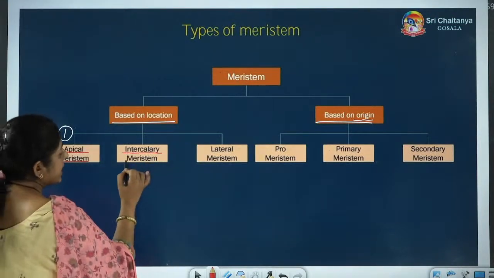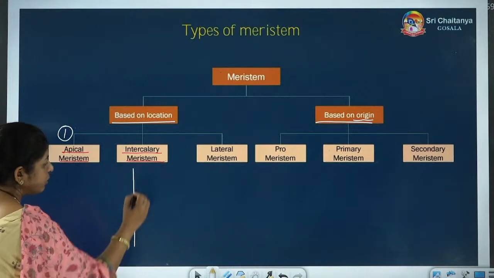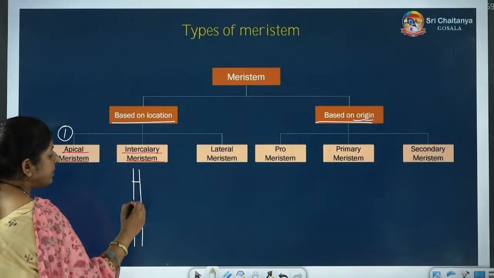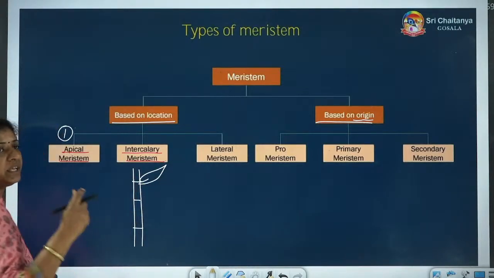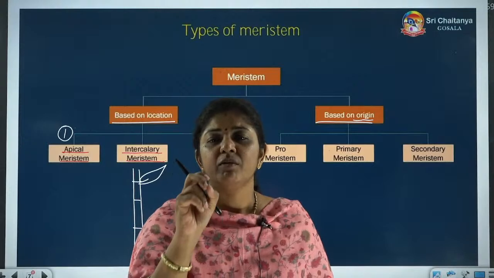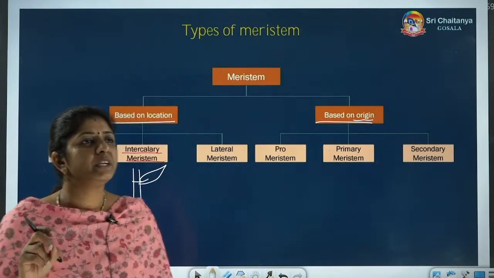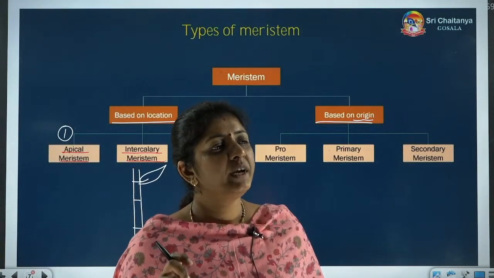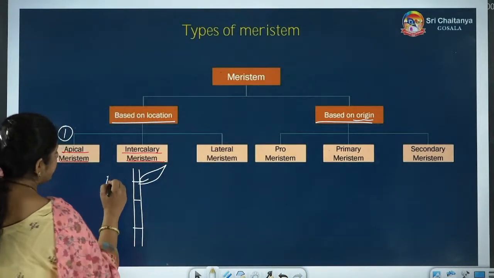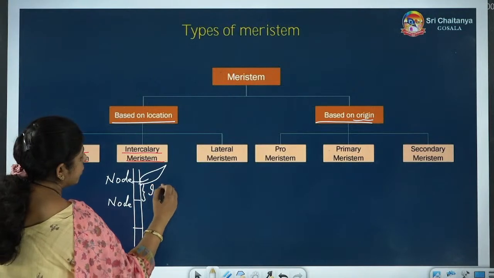And what is intercalary meristem? I hope you remember on that day we discussed nodes and internodes. Suppose this is a stem part. What is this part from where the leaf originates? The point of the stem where the leaf originates, what do you call it? Very nice. That we call a node. And the distance between two nodes, you call it the internode.